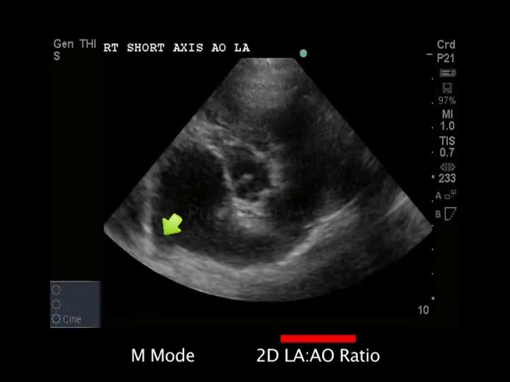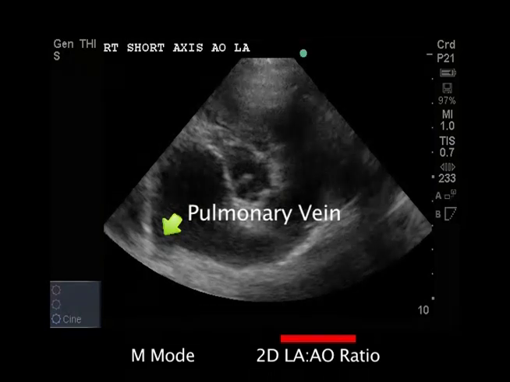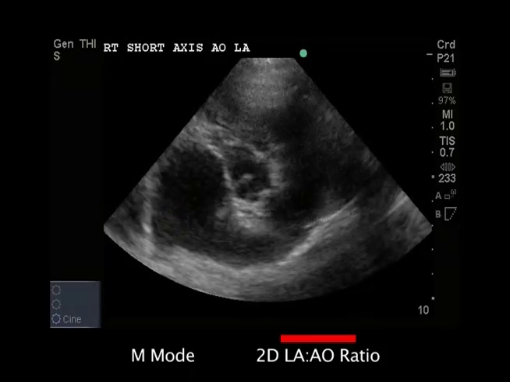With gross left atrial enlargement, dilated pulmonary veins are often seen at the left atrial free wall where the left atrial measurement is made. Avoid including a pulmonary vein in the measurement by estimating where the curve of the left atrial free wall should be.